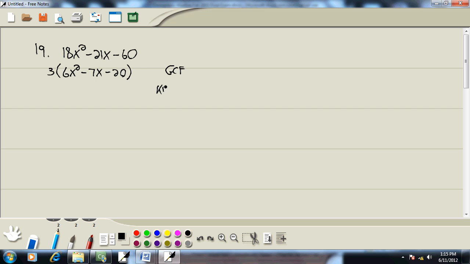Now at this point, we're going to use a method called key number. And you may have learned a different method in your class, and that's fine. With the key number, the 3 we ignore. It just keeps carrying down out front. We're looking at what's inside the parentheses. We have x squared, x, no x, and the number before the x squared is what tells us the key number.